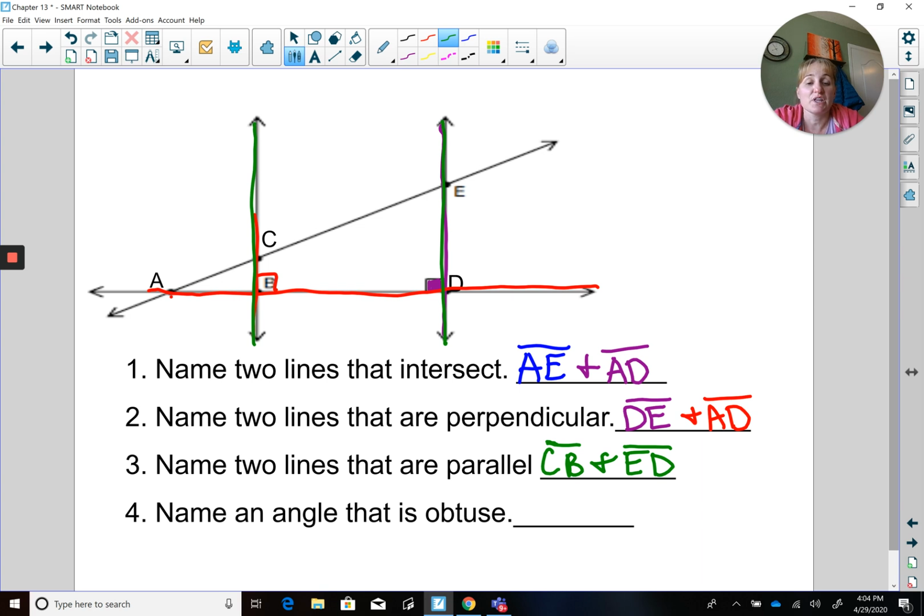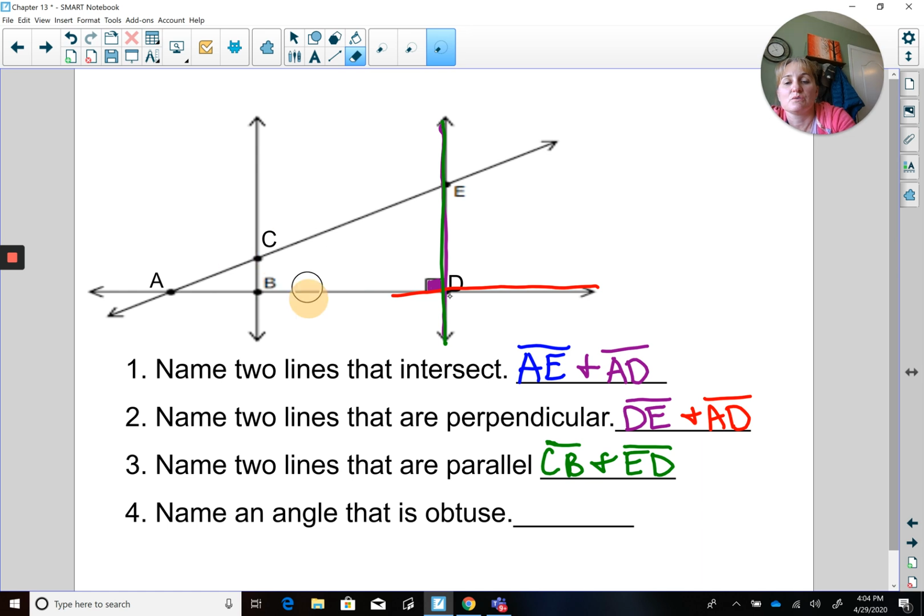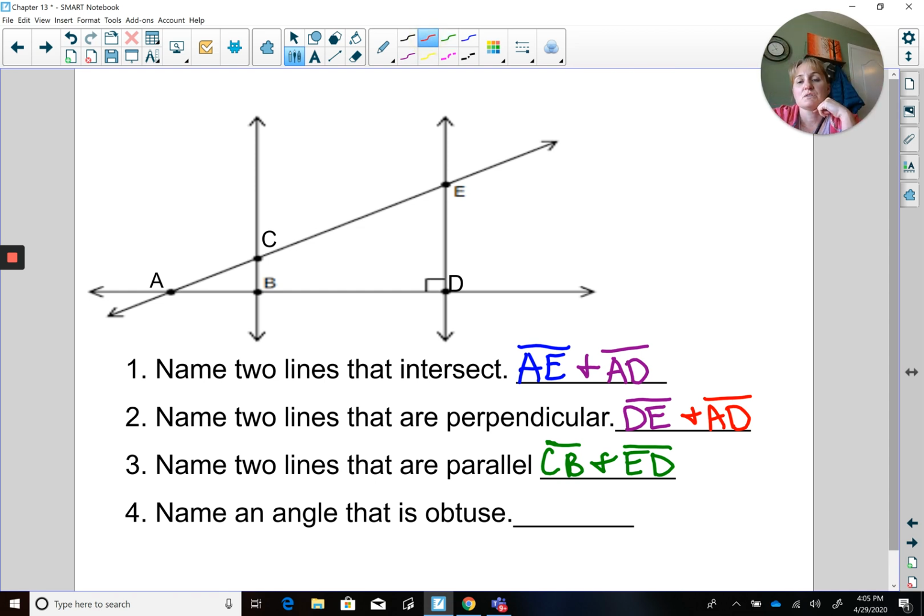Last one, name an angle that is obtuse. Okay, so we're looking for a large angle. I'm going to erase some of this so we can see more of what we're doing. So we established a few right angles. Now we need to find an obtuse. So, were you able to find an obtuse angle in here? And I'm going to give you a hint. When lines intersect, and if you have one acute angle, you also have an obtuse angle. And let me show you.